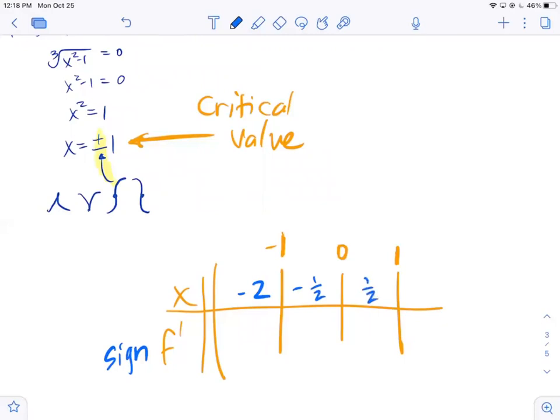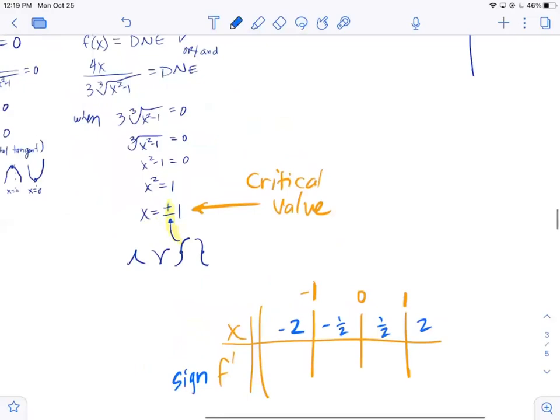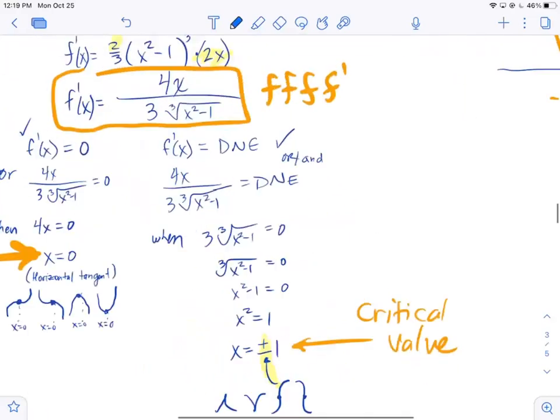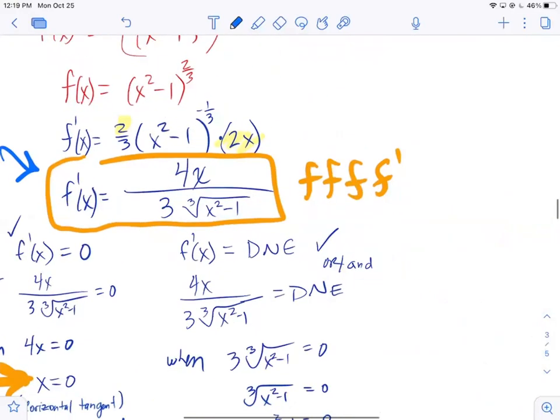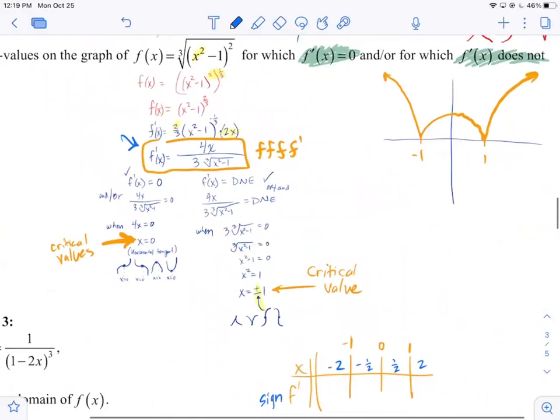-0.5 and then 0.5 and then 2. Make it easy on yourself unless you like the challenge. Now, we're going to plug those into this right here, into the f prime, and we're going to look to see what the sign is. If I plug in, I need to get closer to it, right?